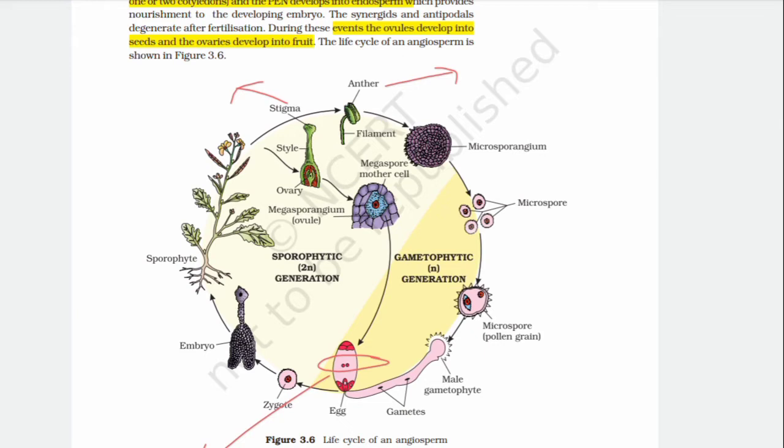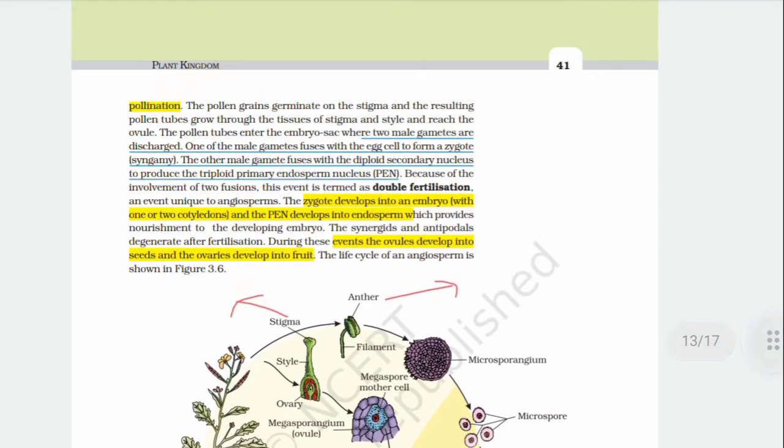Okay. After that, the zygote develops into the embryo and the triploid endosperm tissue develops into the endosperm. Then they will give rise to the sporophyte. Here they have given it. So the transfer of pollen grain from anther to stigma is known as pollination.